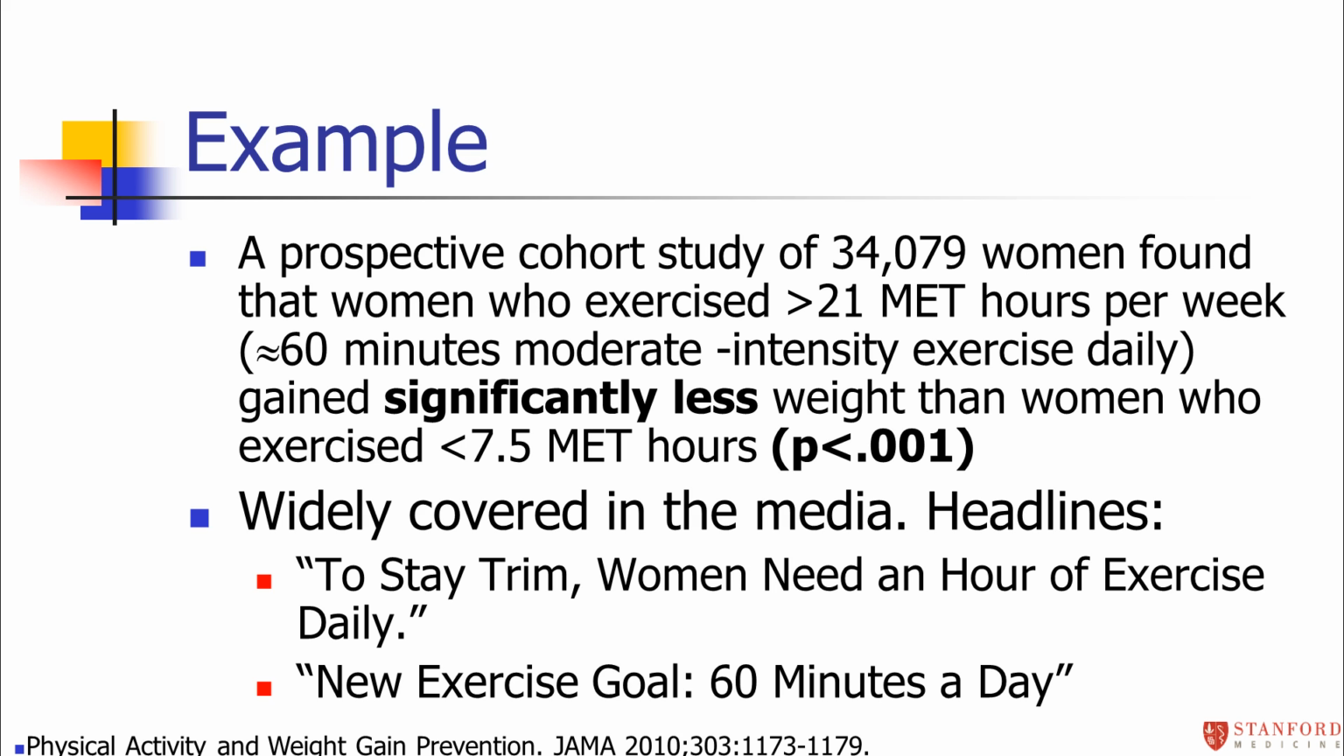The researchers divided the women up into 3 exercise groups: a high exercise group, a medium exercise group, and a low exercise group. The high exercise group exercised about 60 minutes or more per day of moderate intensity exercise. It turns out that the high exercise group gained significantly less weight over time than the other 2 groups, both the medium and the low exercise groups, and the p-values were highly statistically significant.